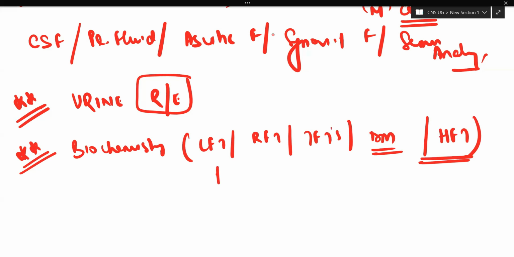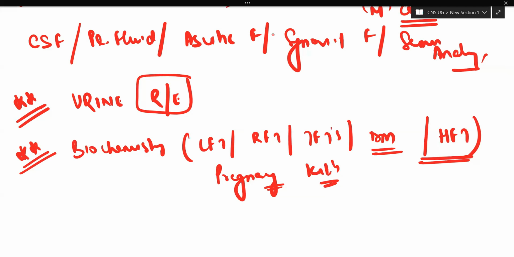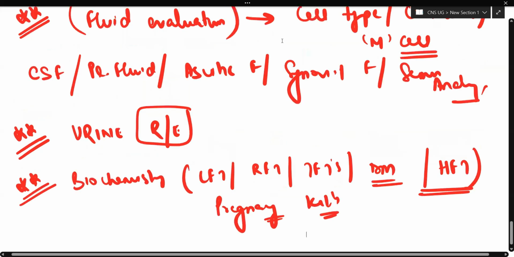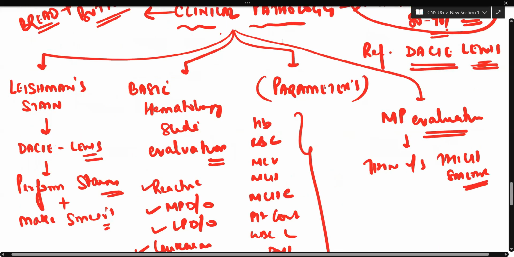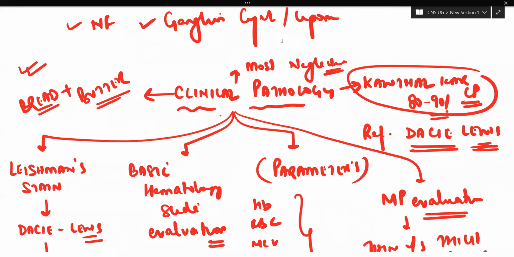Then there are certain tests for detection of pregnancy. Pregnancy kits are available. So you have to read about all the different kinds of tests that we do to evaluate these parameters. Understand? This is very, very important, and I'm not saying that in the first year itself you have to know each and everything. No, it is not like that, but at least you have to start in this direction.